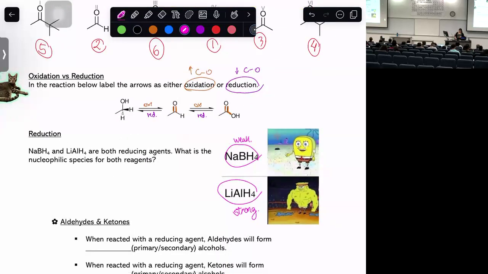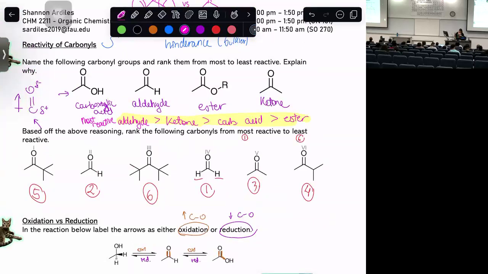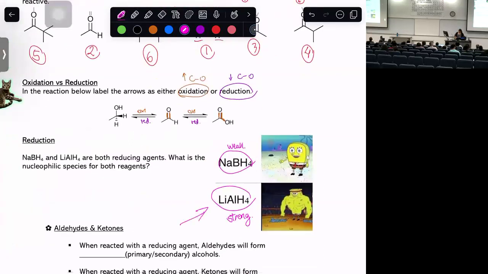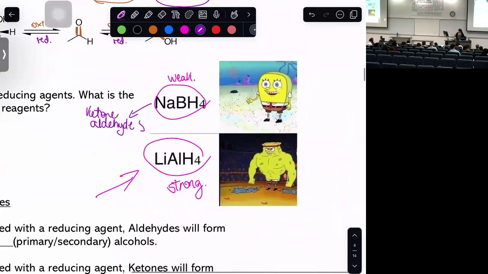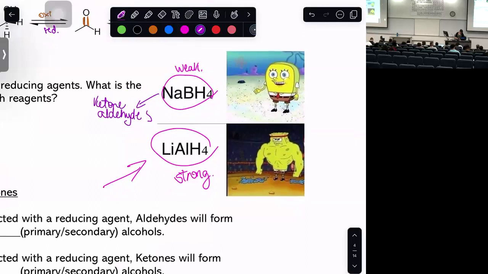But if we have something that's less reactive, like a carboxylic acid or an ester, those guys are not as reactive. So we need a little bit more strength. That's whenever your lithium reagent comes into play. So let's just summarize that. Your sodium reagent can only work with ketones and aldehydes. Why? Because they're very reactive, so they're easily reactable with either the sodium or the lithium reagent. But the other one is going to react with all of your carbonyls because it's so strong that it can take anything.